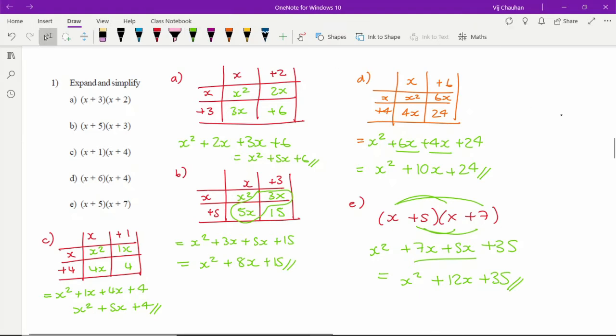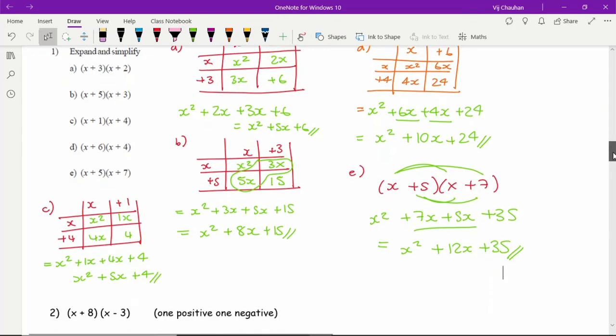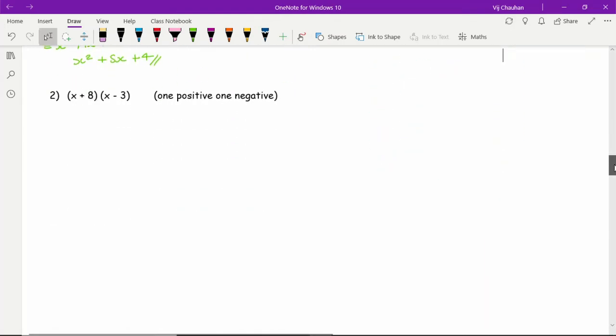So let's have a look at the next set of questions. Here we've got one negative and one positive, and you'll find that this might be the case in the questions that you attempt, or if you were to get one in the exam. So again, let's go through both methods. Let's go through the grid method first.